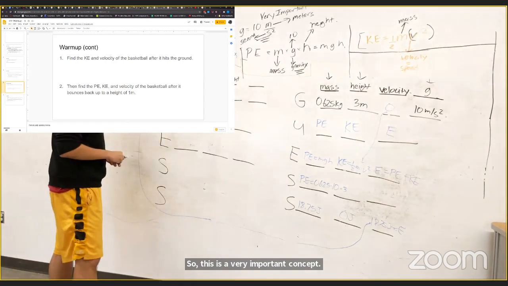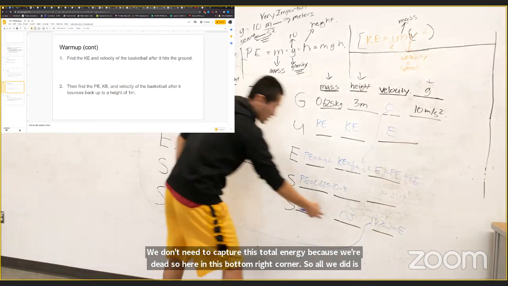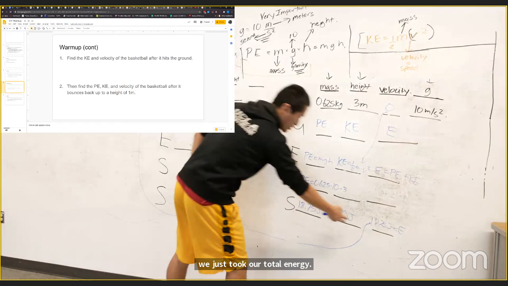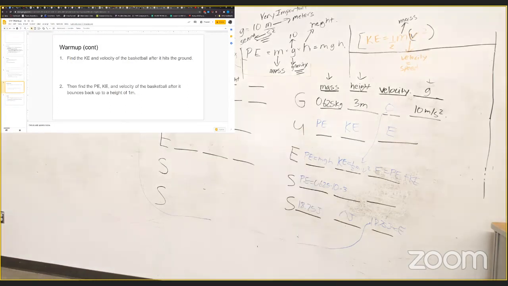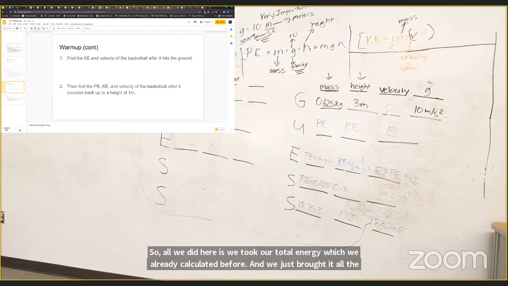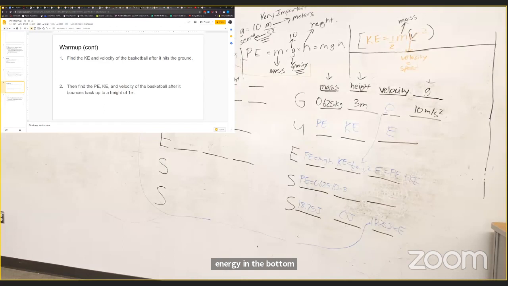Because the total energy in this basketball is always conserved, it always stays the same. So our total energy in the bottom right goes all the way back into this top. We already know our total energy here; we don't actually need to calculate it. Exactly, Hannah. Total energy is never destroyed, so our total energy has to be the same.